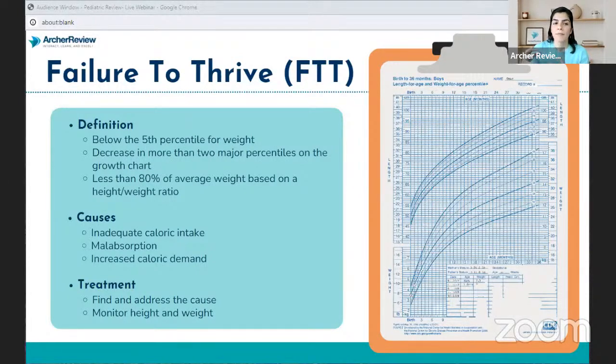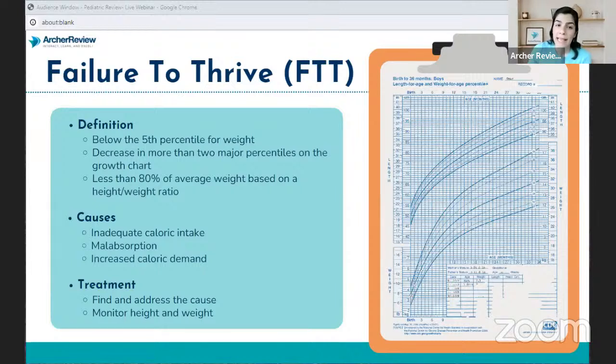So there are three bucket categories. So inadequate caloric intake, malabsorption, you want to start thinking about allergies. Is there vomiting, diarrhea, blood in the stool? Is there a reason why that baby's not absorbing the nutrients? And then also increased caloric demand. So there are a lot of different conditions that can cause that as well.